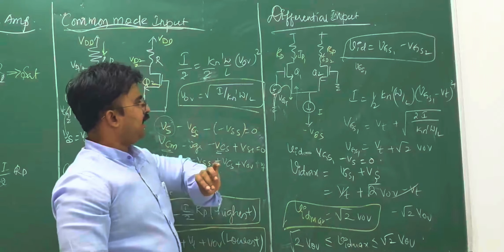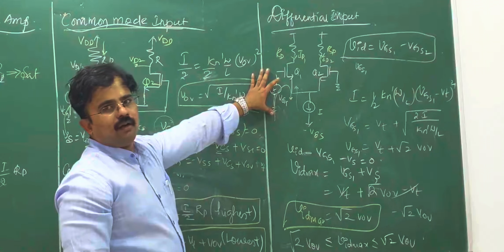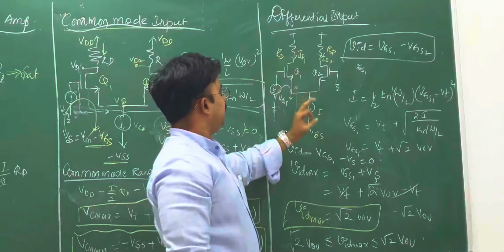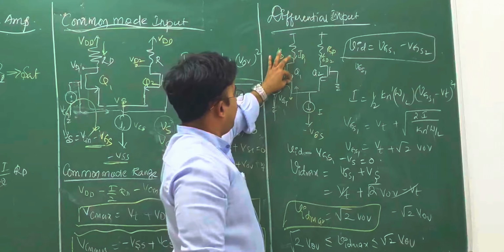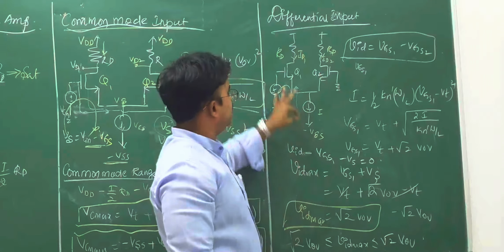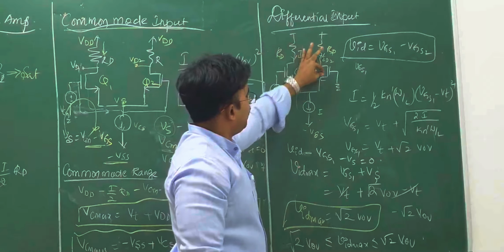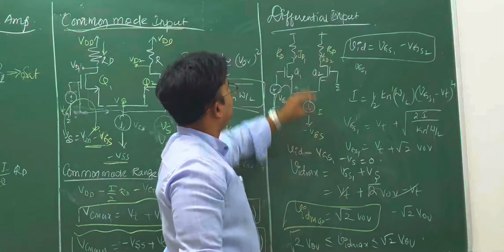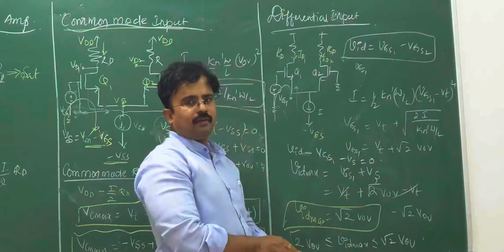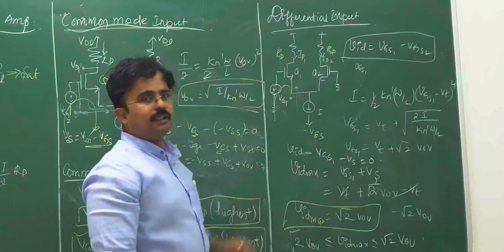So the straight indication is that the differential input should be symmetrically biased, in such a way that if VG1 is increased, VG2 should be decreased correspondingly. That is where you say that a balanced input should be given.